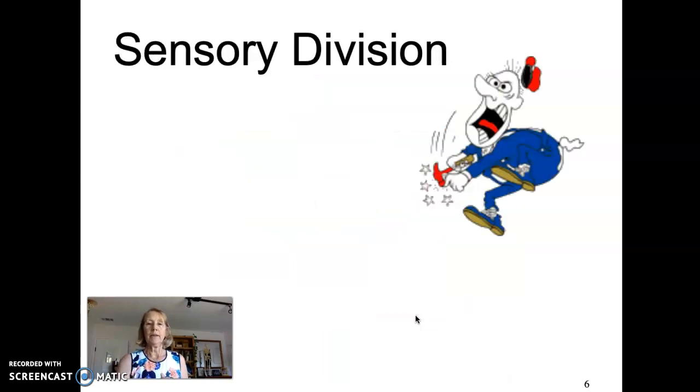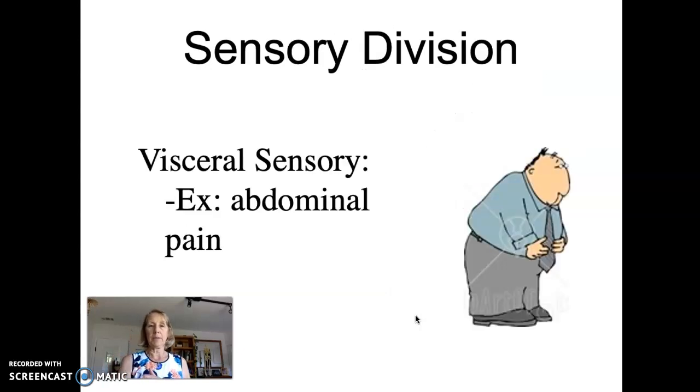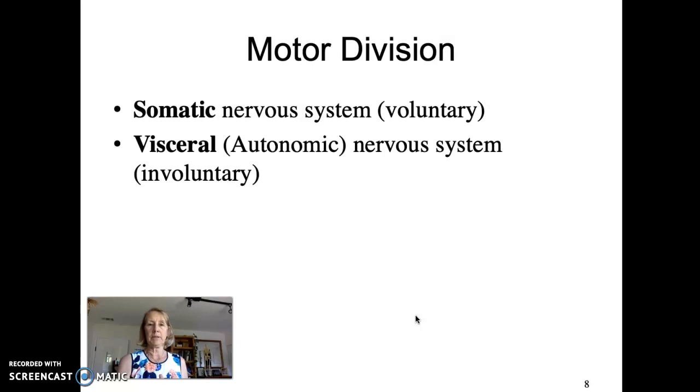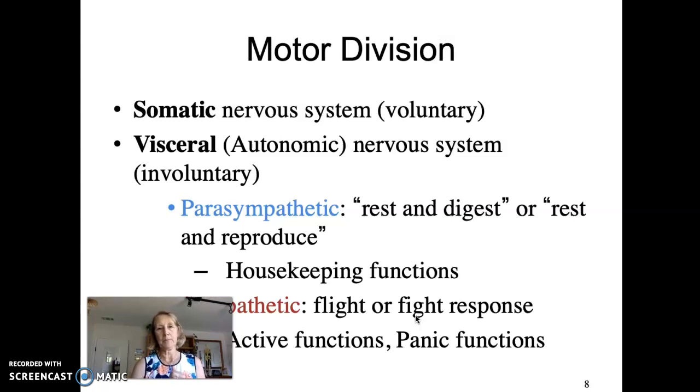Okay? So, for example, sensory division, you nail yourself on the toe, right? You hammer on the toe, and that would be somatic sensory, because you are totally aware of what location it is. Visceral sensory, abdominal pain, not so easy to understand where that's coming from. In the motor division, somatic nervous is voluntary, visceral is autonomic, involuntary, and there it is. It's all written out for you here on a slide, what I just spoke about, the sympathetic and the parasympathetic, often called the rest and digest and the fight or flight.